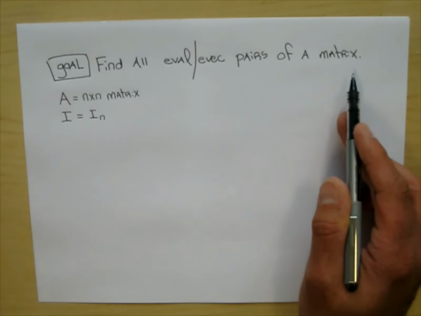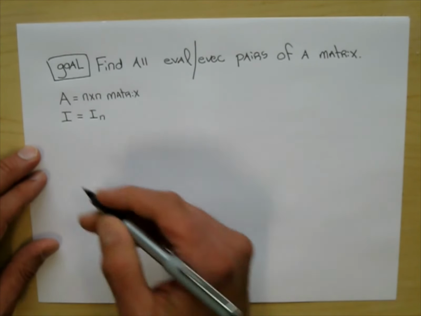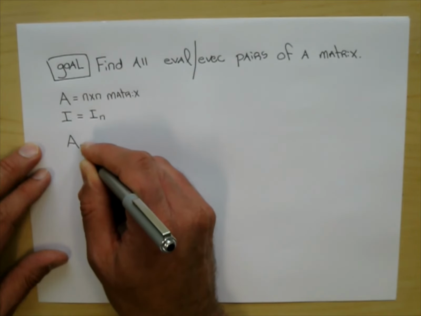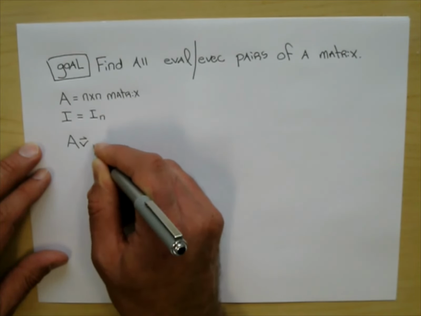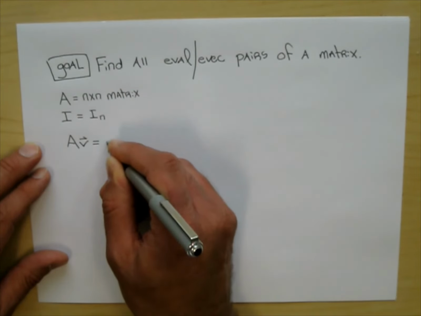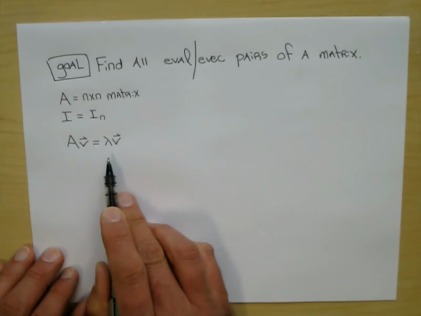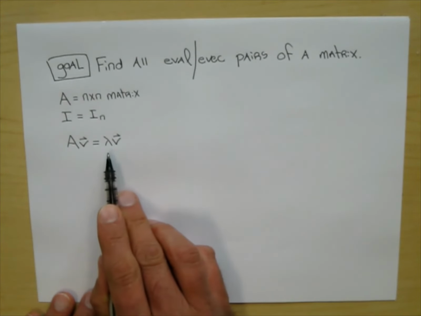Okay, so this seems very abstract. But what I'm trying to do, okay, let's write out this equation that was in the definition. A times V equals lambda times V. And I'm trying to find all the vectors V and the lambda values that will make this true.